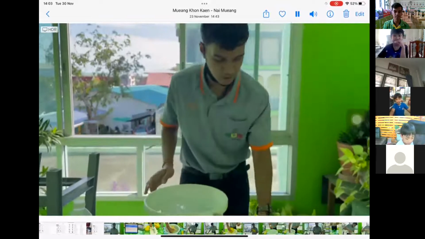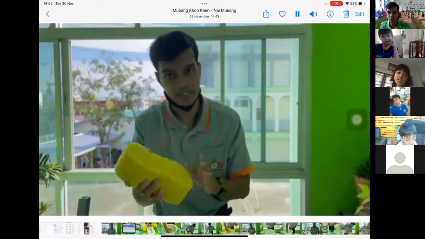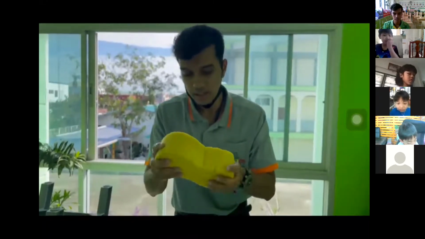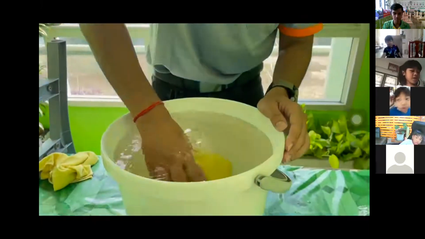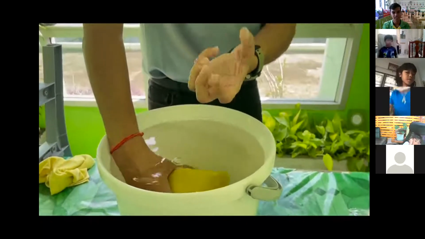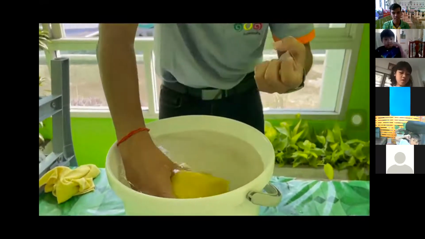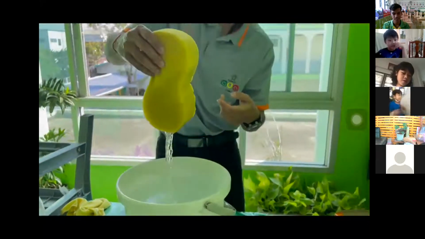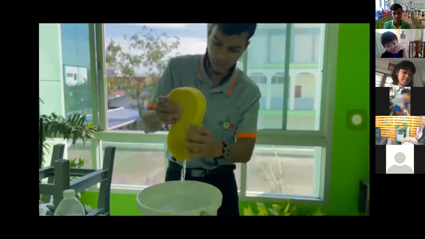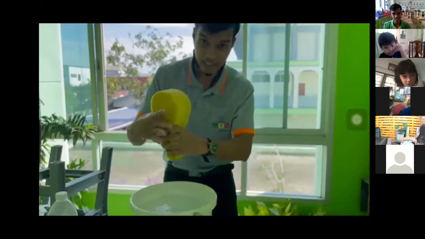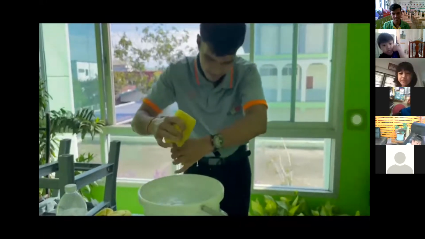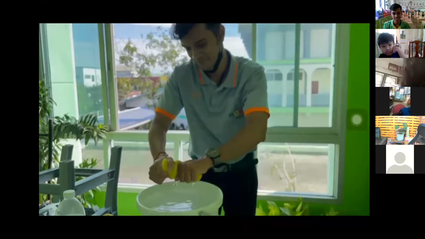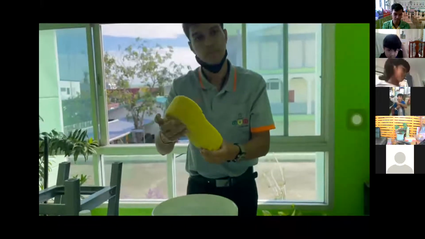Okay. Number two. This is called a sponge, okay? We call this a sponge. So, sponge can also absorb water, okay? Let me show you. It's bubbling, okay? You see? Meaning, the sponge is absorbing water, okay? The water is inside the sponge, okay? Now let me squeeze it. Teacher Bobby is squeezing, okay? You see. 3, 2, 1. Okay. Do you understand? Yes.